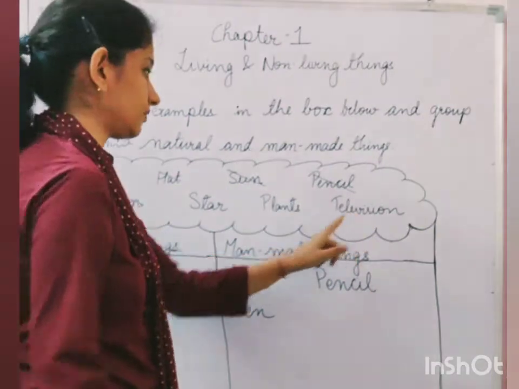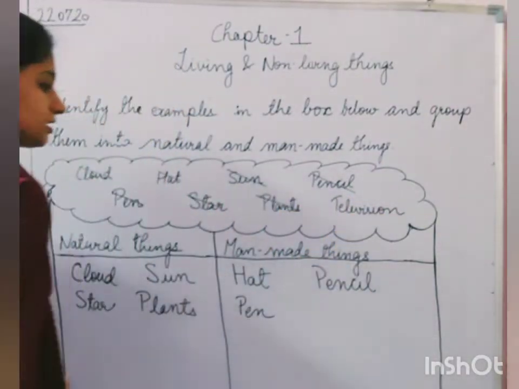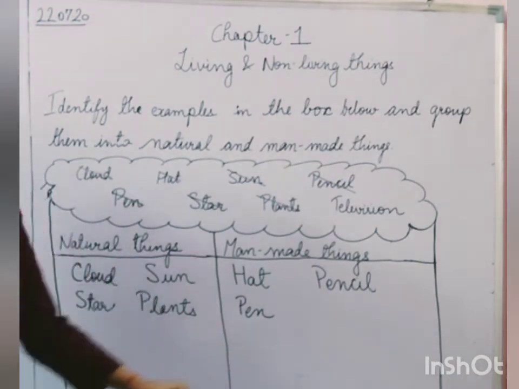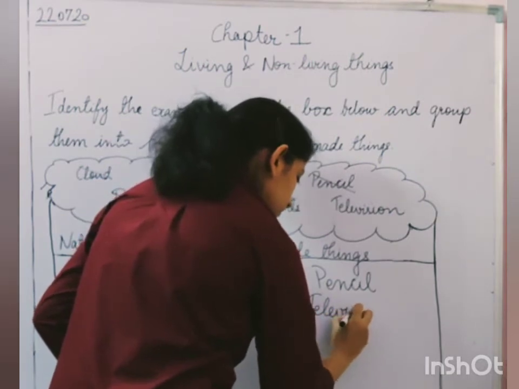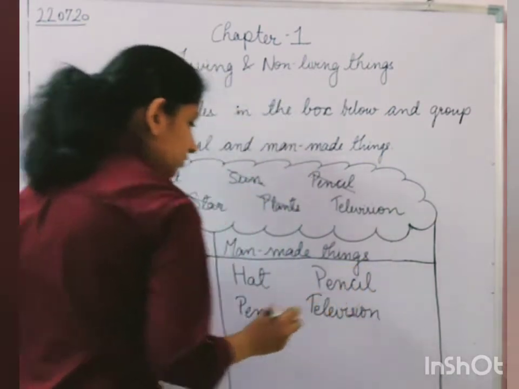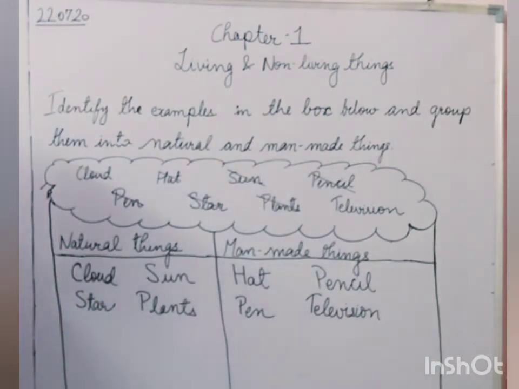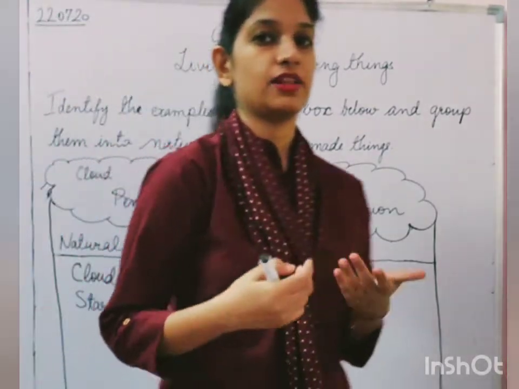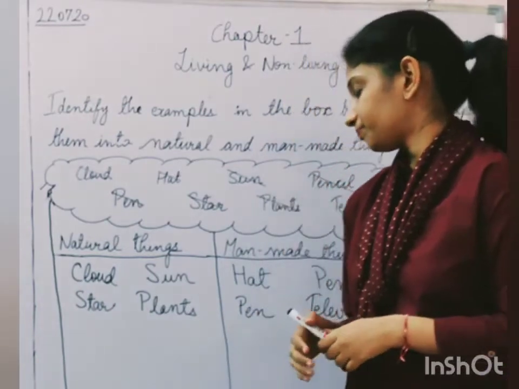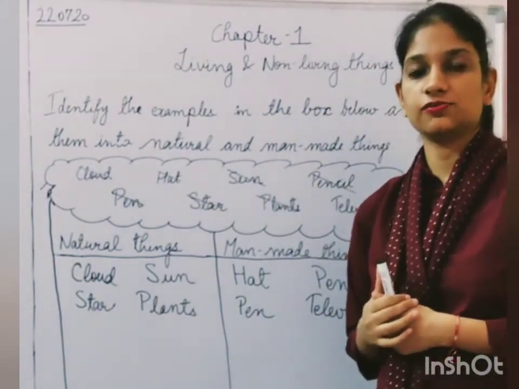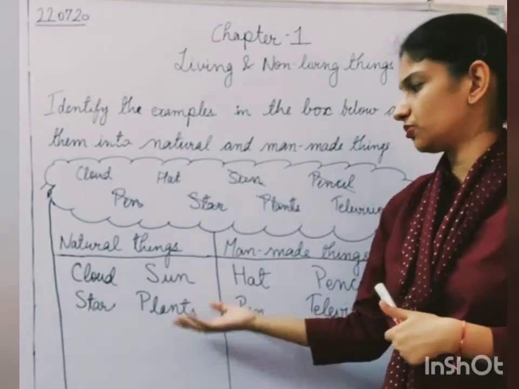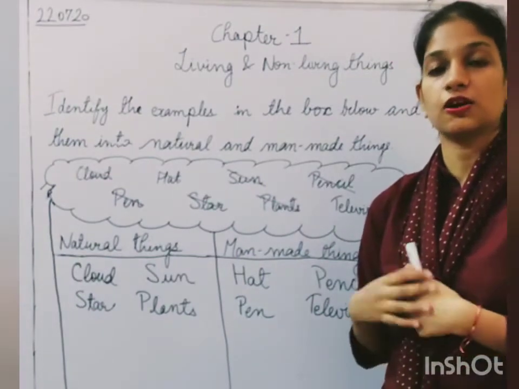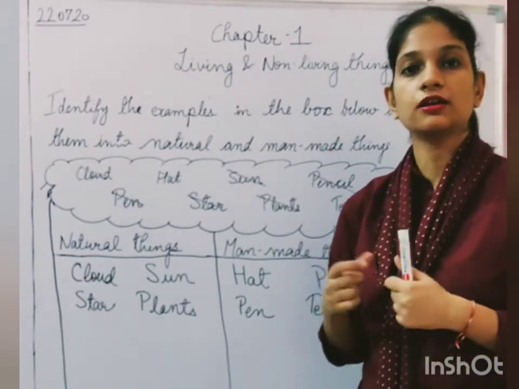Next, television. Star is done, plants is done. Television. Television is a natural thing or a man-made thing? It's a man-made thing. So let me write it down. After I made these groups, I am clear that natural things are the things which are available naturally, and man-made things are the things which are made by man or human beings for their use. We use both natural as well as man-made things. Now let us move on to the next topic, living and non-living.